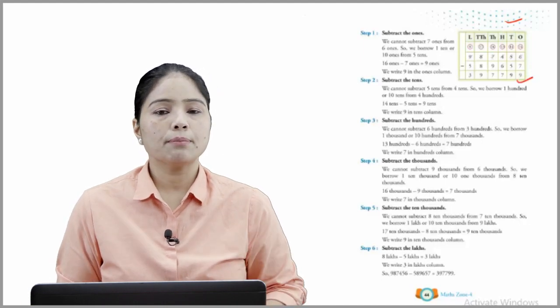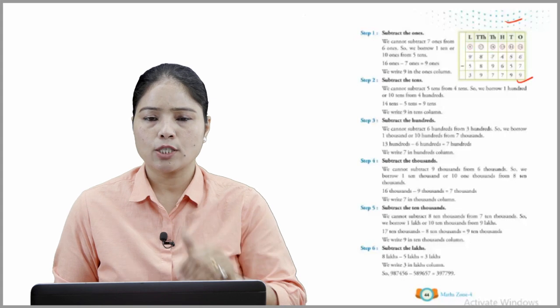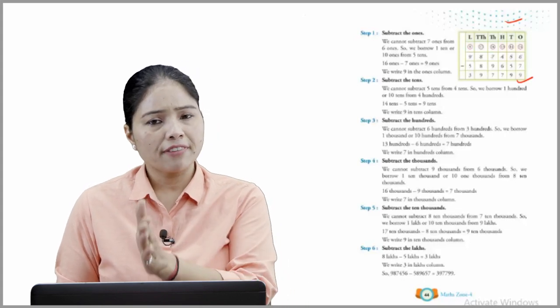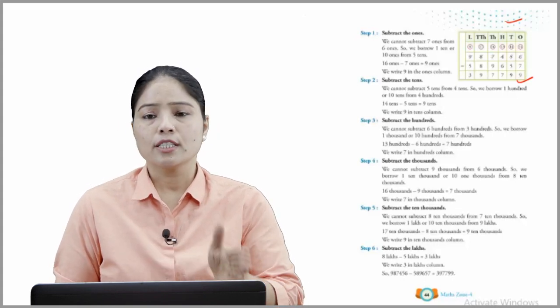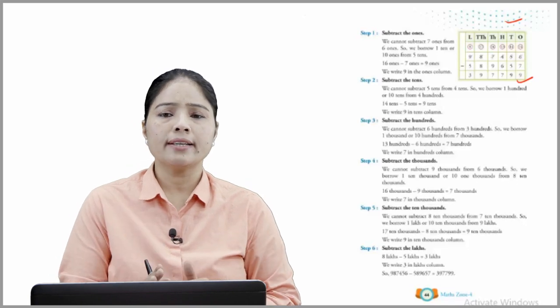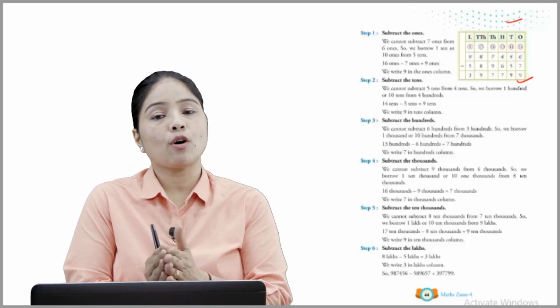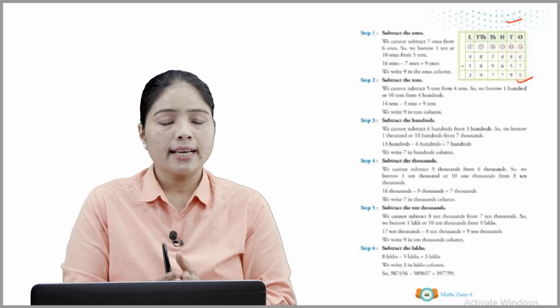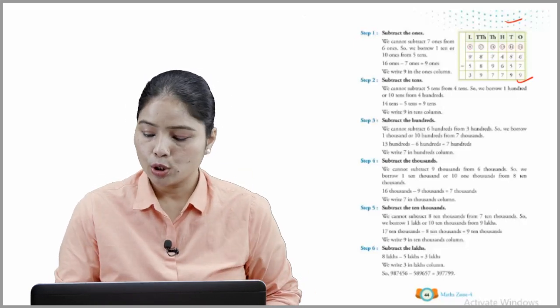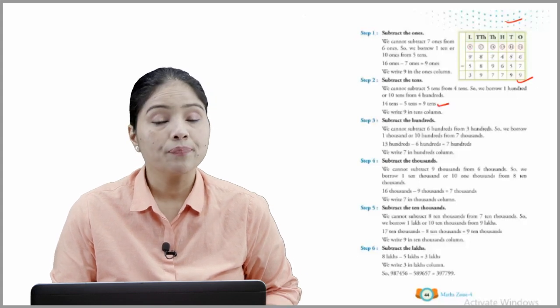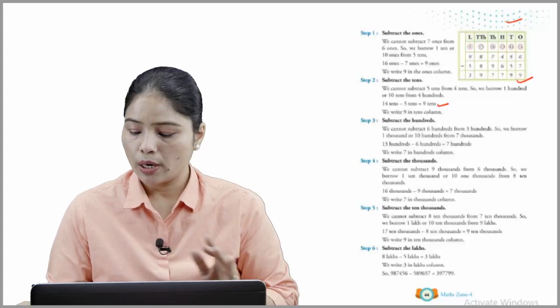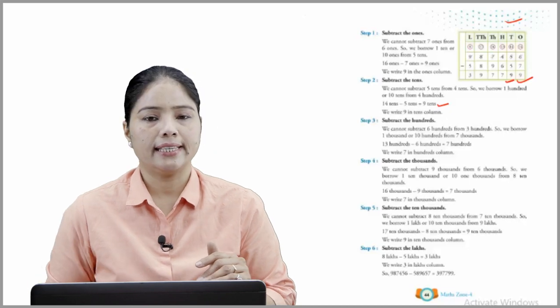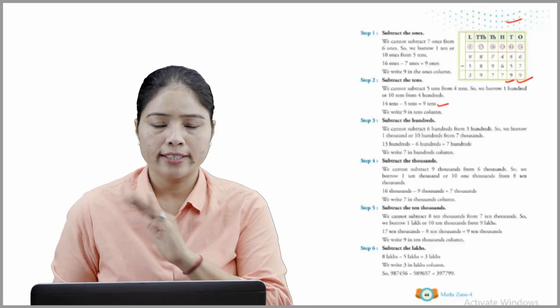Okay. Step number 2, subtract the tens. अब tens को करना है. We can't subtract 5 tens from 4 tens. So we borrow 100 or 10 tens from 400. 400 में से एक borrow ले लिया. 14 tens minus 5 tens is equal to 9 tens. Okay. We write 9 in tens column. फिर हमने tens की column पे 9 लिख लिया. Step number 3, subtract the hundreds.